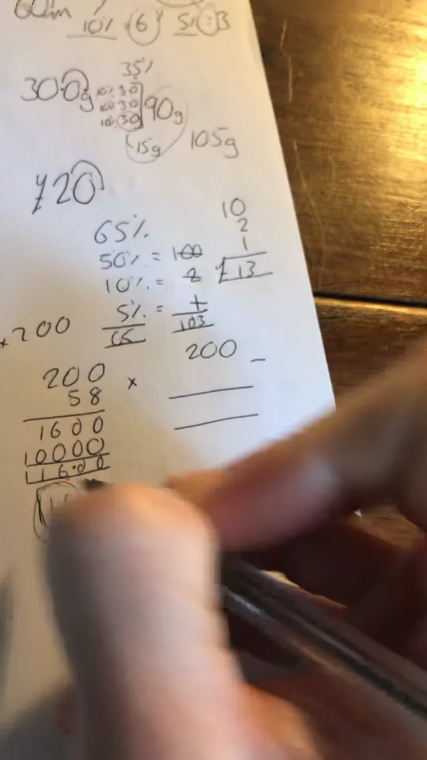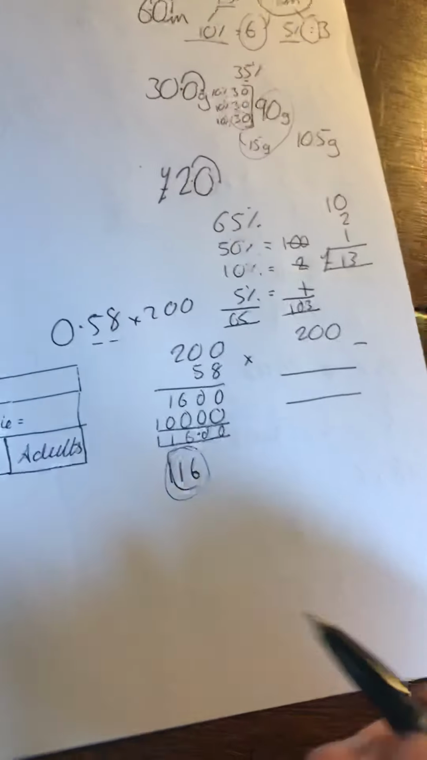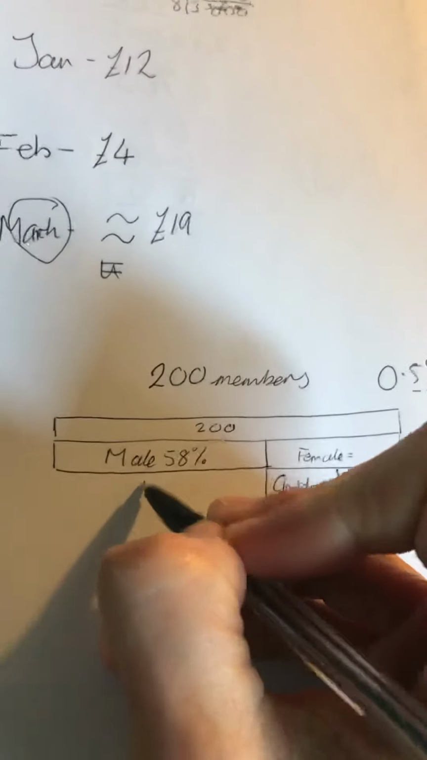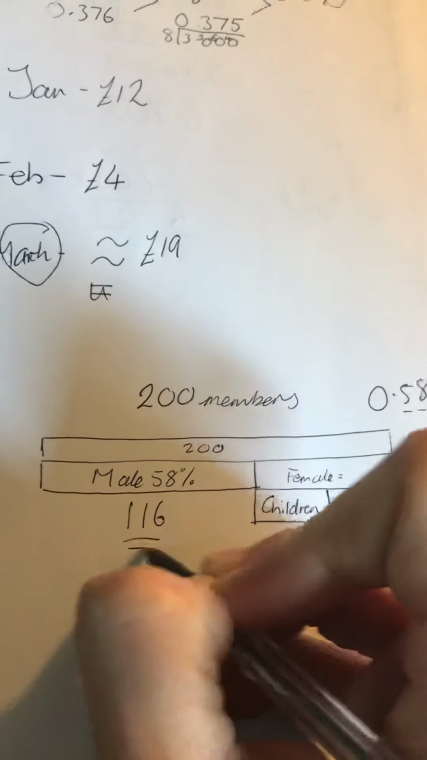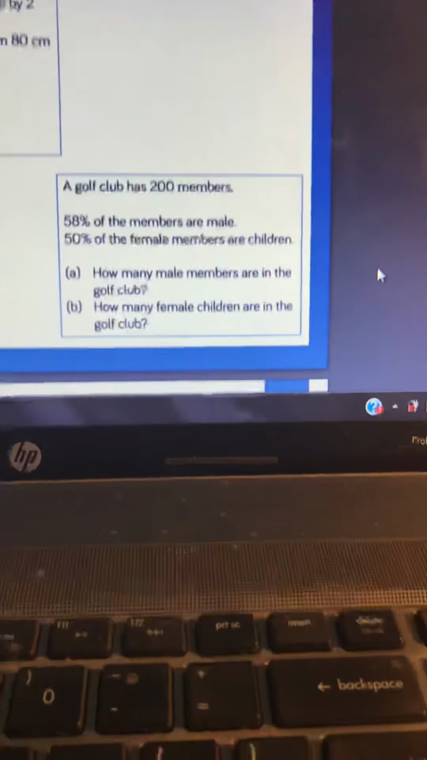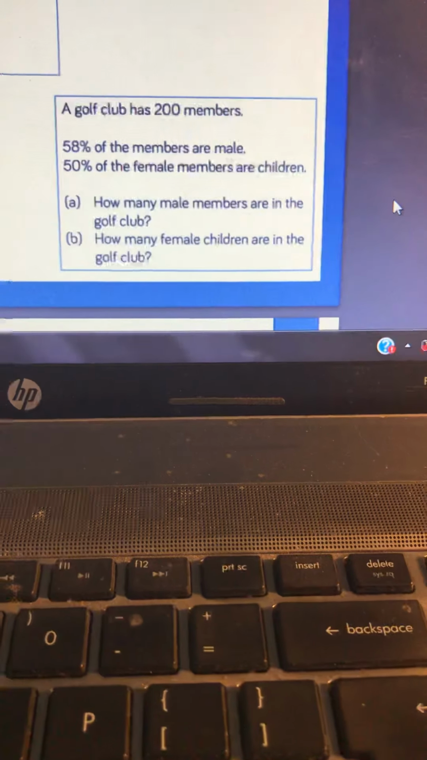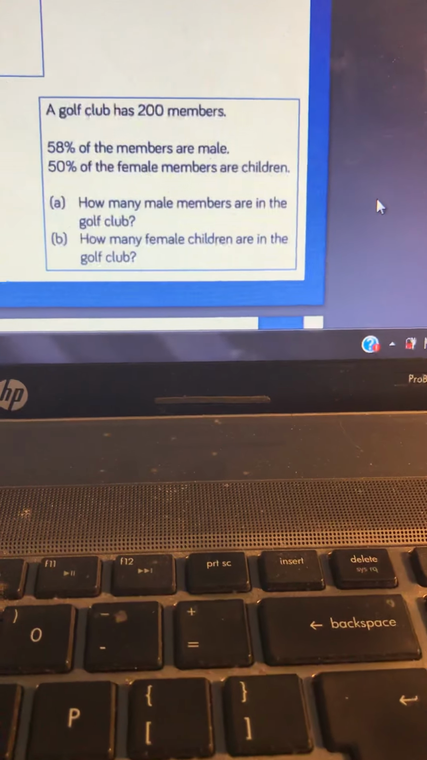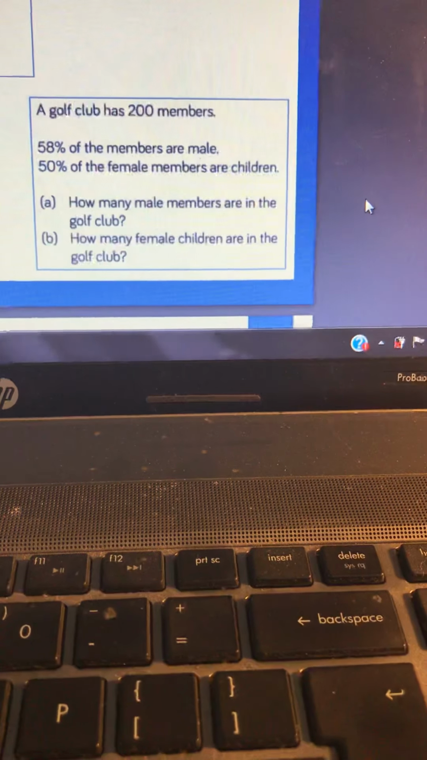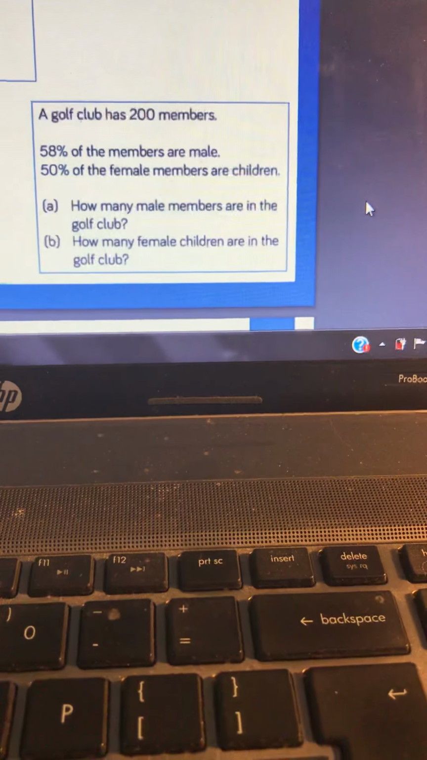Remember, we're talking about members. These are people. We're definitely not going to get a decimal answer. So we're going to add that in there. 116 members are male. That means the rest must be female. And half, 50%, of the female members are children. And we're then asked how many female children are in the golf club.